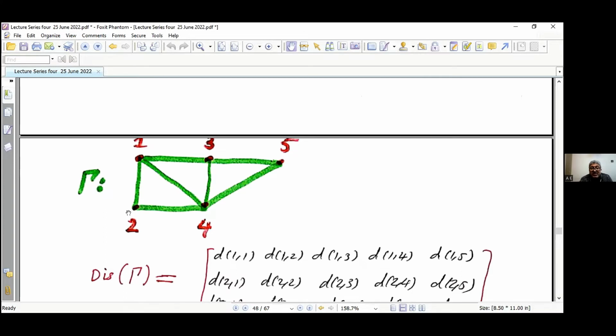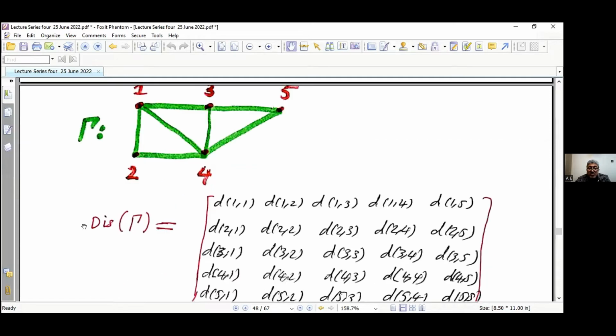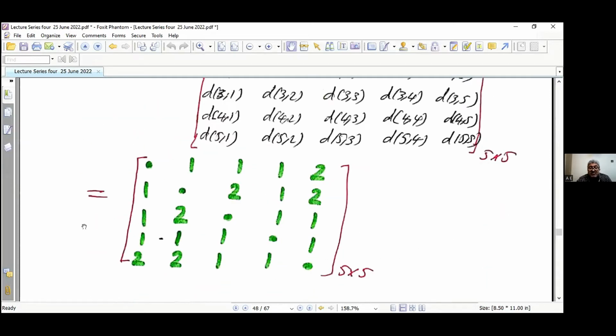For example, we can just see the path from 2 to 1, 1 to 4, 4 to 3. Here it is of length 3, but the shortest one is 2. The distance between 2 and 4 is 1 because 2 is adjacent to 4, and between 2 and 5 it is also 2, because we have some paths between 2 and 5, but the shortest length is 2. So that's the distance matrix.